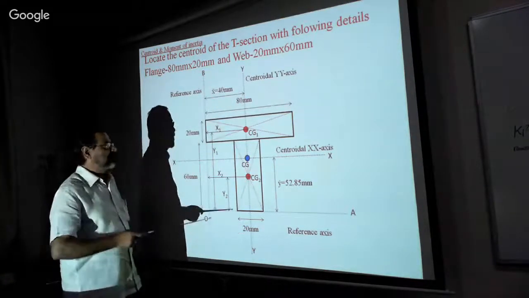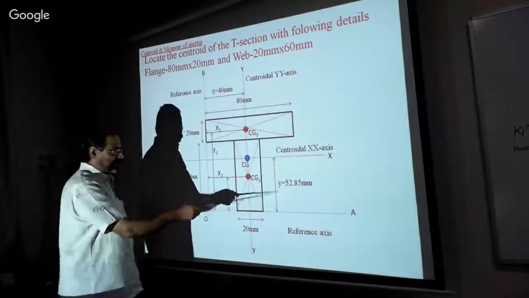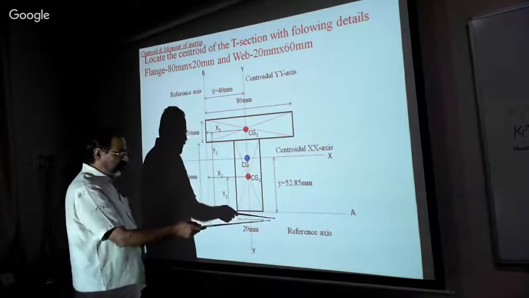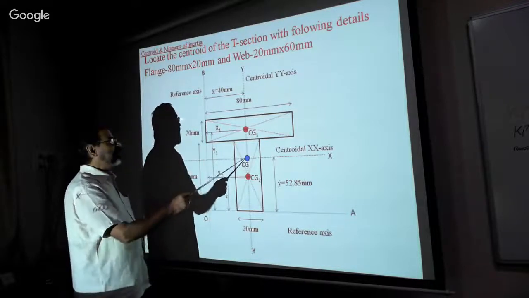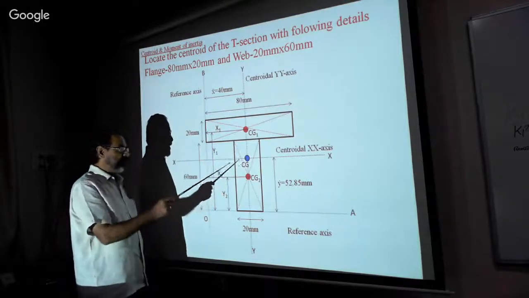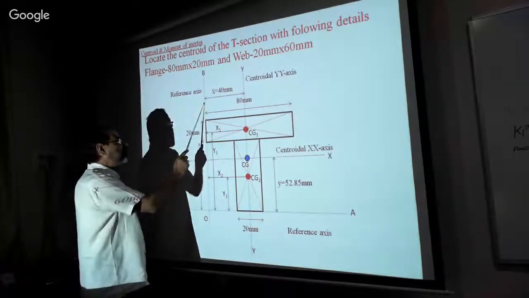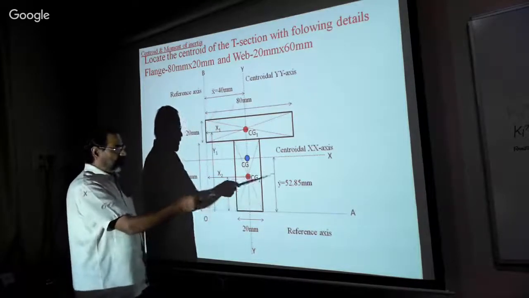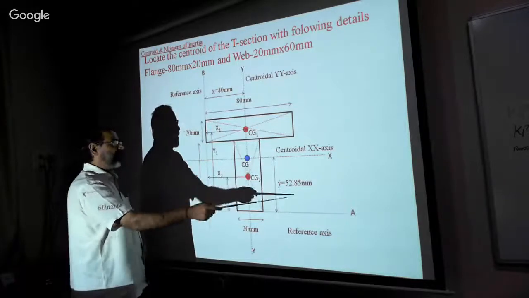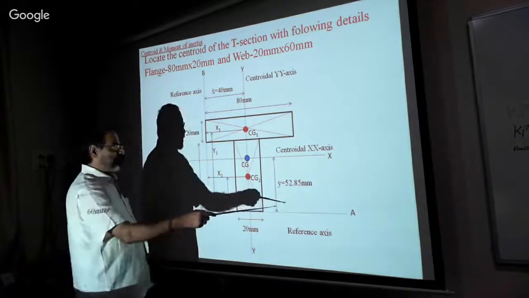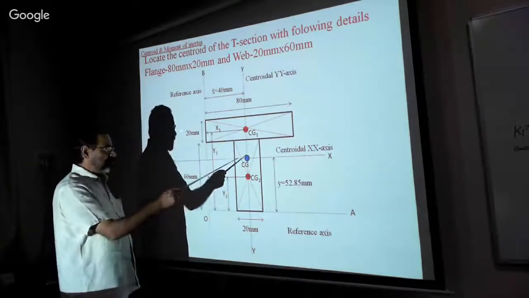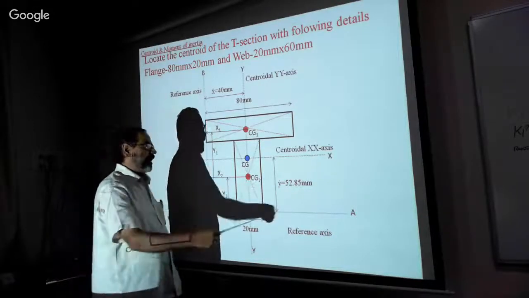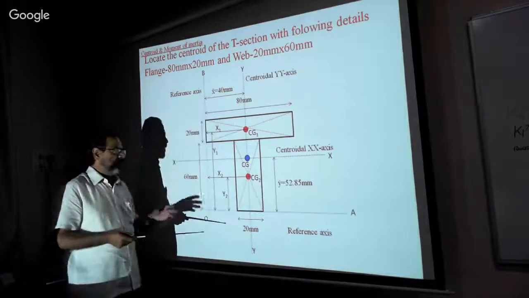Similarly, there is y bar. This is y bar, the distance of the centroid from the reference OA. So the centroid is located at a distance x bar from OB and y bar from OA. That is how we have to observe where it is located.